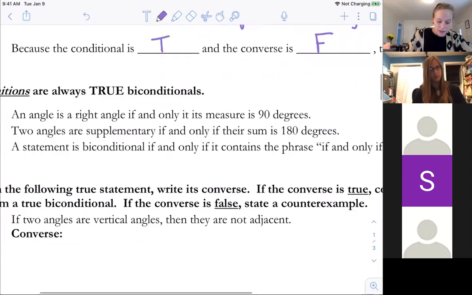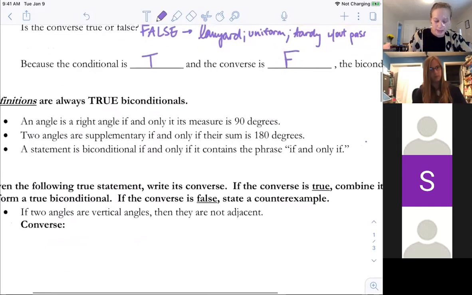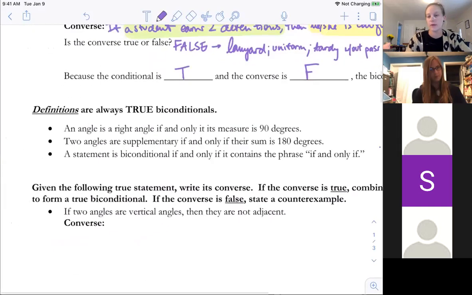Next, definitions are always true biconditionals. So once we did that example, you're probably like, oh, well, I'm sure I can think of a ton of counterexamples for anything that we write. Well, yes, but often if you have a definition, those are always true biconditionals. If it's a situation like what we just went over, there's a lot more room for error.